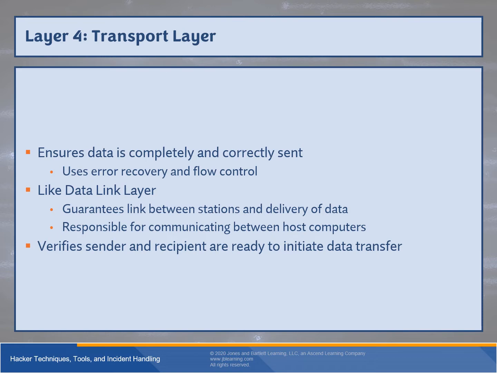Like the data link layer, it guarantees a link between stations in the delivery of data and is responsible for communicating between hosts. It has to verify that the sender and recipient are ready to initiate data transfer. Usually with TCP, we have handshaking, basically saying, are you there? Yes, I'm there. Okay, I'm going to transmit. Go ahead and transmit back and forth. There's a lot of preamble, a lot of overhead, and we'll see later on that there's a big difference between TCP and UDP because of that overhead.